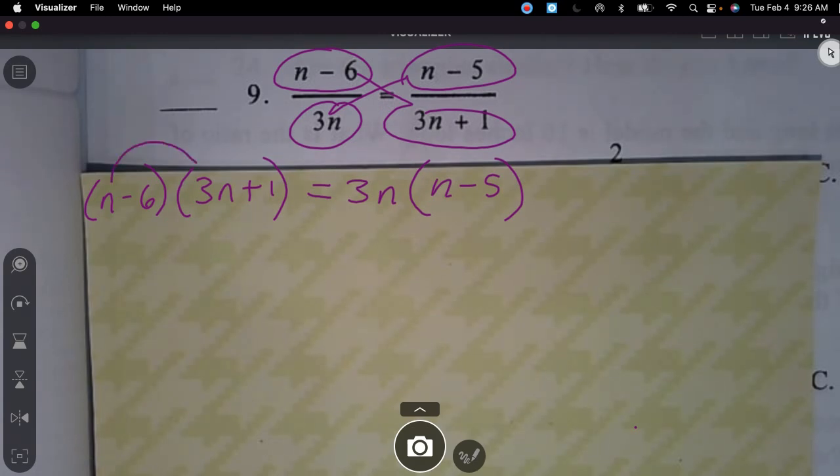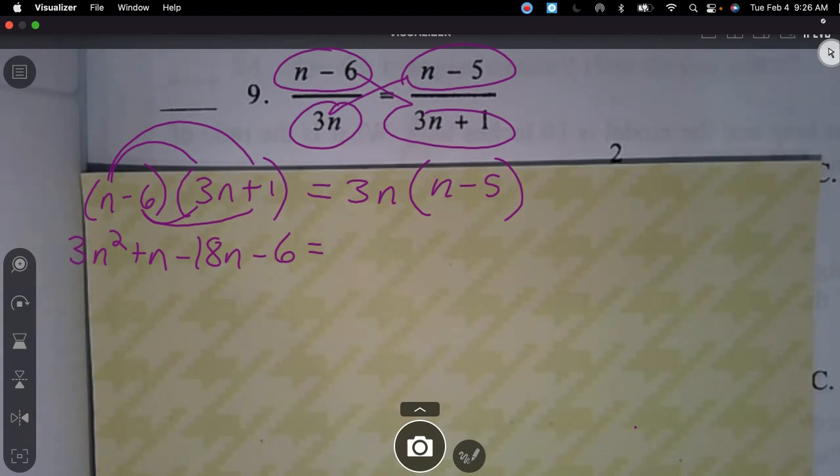Okay, n times 3n. I'm offended. N times 3n is 3n squared. N times 1 is 1n. Okay? Negative 6 times 3n is negative 18n. And negative 6 times 1 is negative 6. Let's keep going.